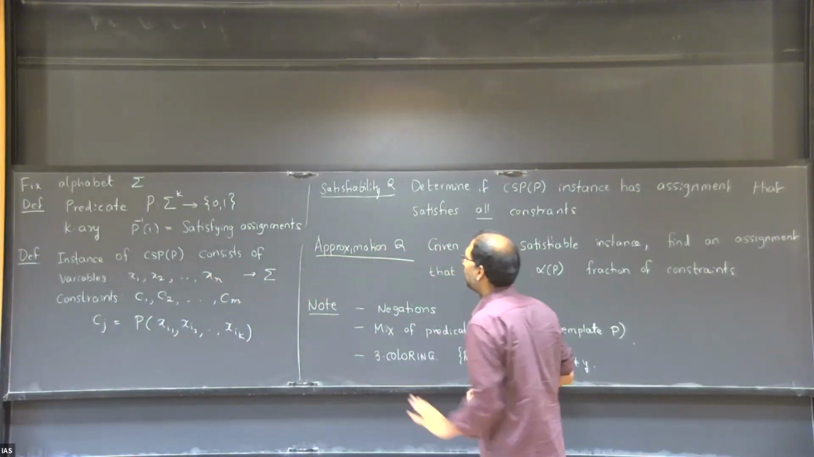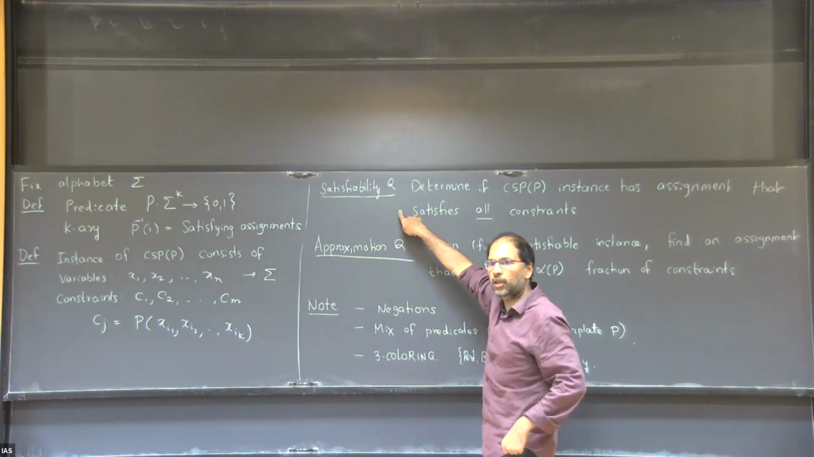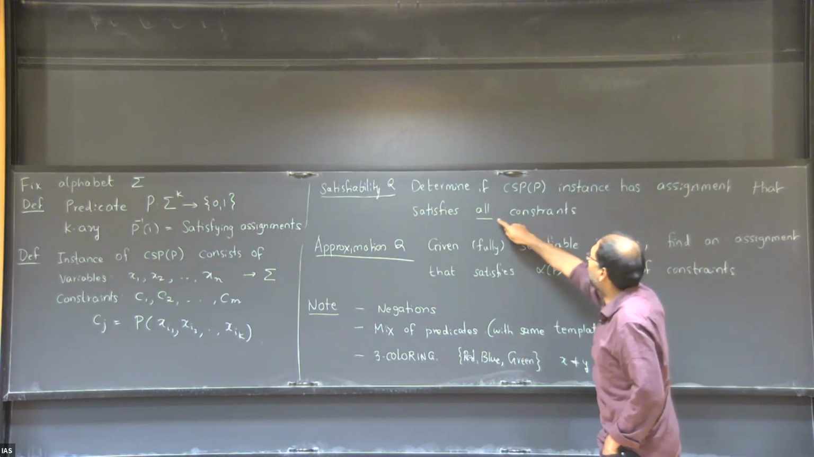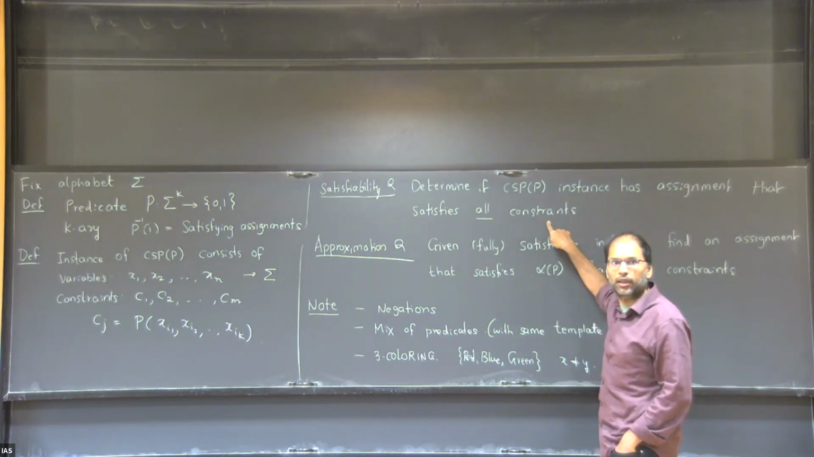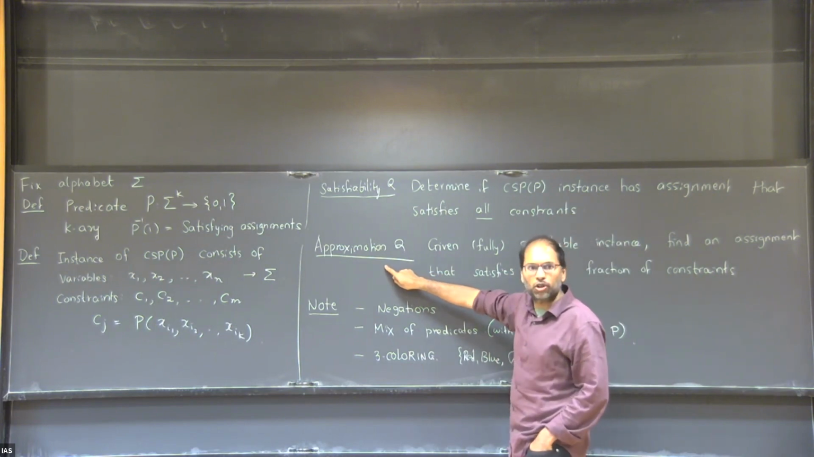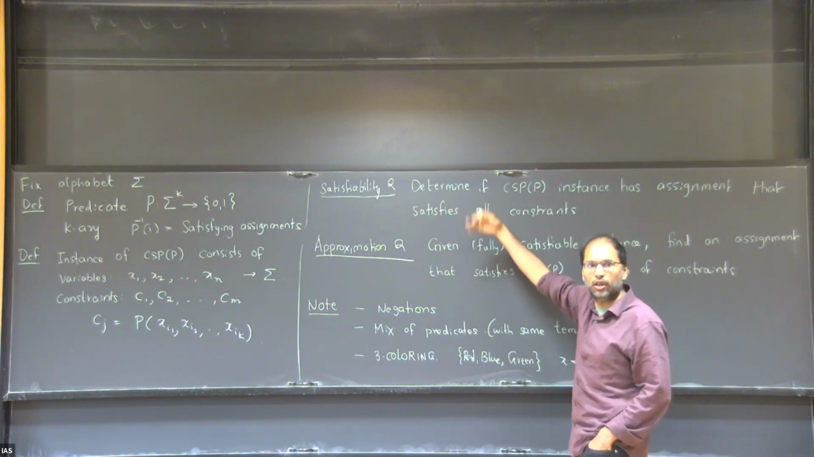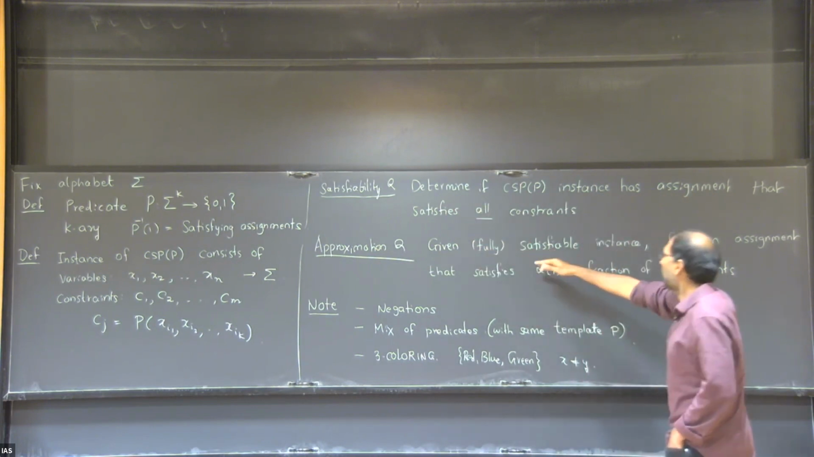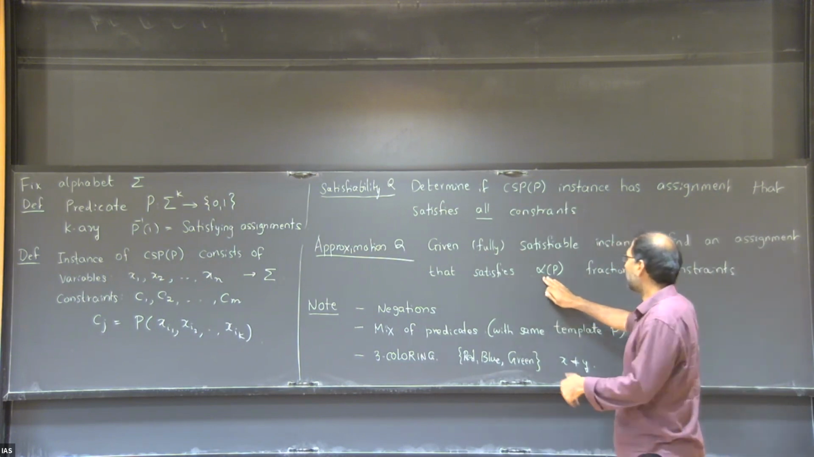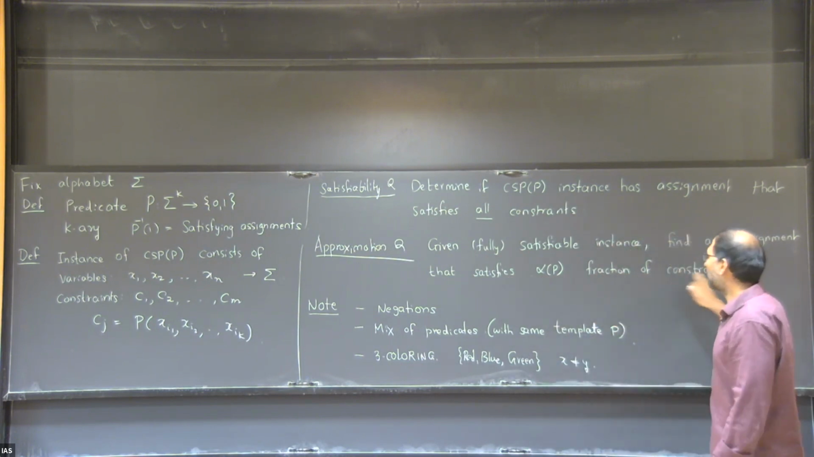Given such an instance, there are 2 questions you can ask. You can ask the satisfiability question, meaning I give an instance, determine if there is an assignment to the variables which satisfies all constraints simultaneously. That's the satisfiability question. And the next question would be the approximation question. If this is not feasible to do efficiently in polynomial time, given a fully satisfiable instance, find an assignment which satisfies some good fraction, some fraction alpha of P, of the constraints.